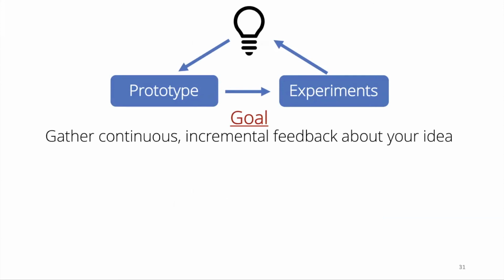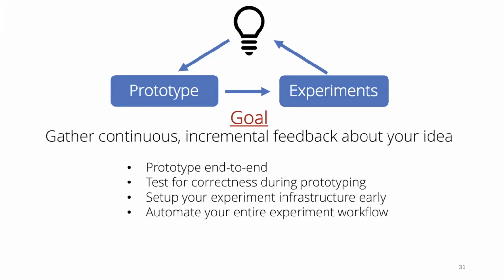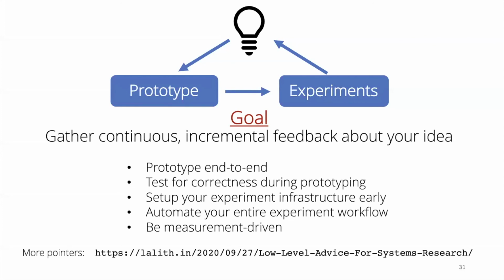And to do that, we covered some tips. For example, make sure that you always prototype end to end. Test for correctness during prototyping, not while you're running experiments. Making sure that you set up your experiment infrastructure as early as possible. Making sure that you automate your entire experiment workflow so that there's just no room for manual intervention in this process, which lets you be very fast in doing this iteration. And lastly, some advice on how to really look at the measurements when you make decisions on how you want to iterate based on your results. Right? There's a bit more advice that I haven't covered here in the blog post that led to this talk. I encourage you to have a look.